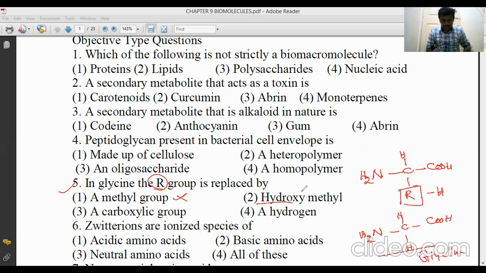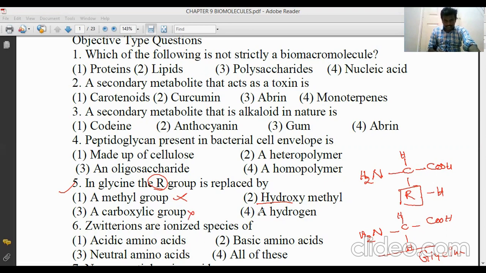It is a wrong option. If a methyl group is added, then it is alanine. If hydroxymethyl is added, then it is serine. If a carboxylic group is added, then it is another amino acid.